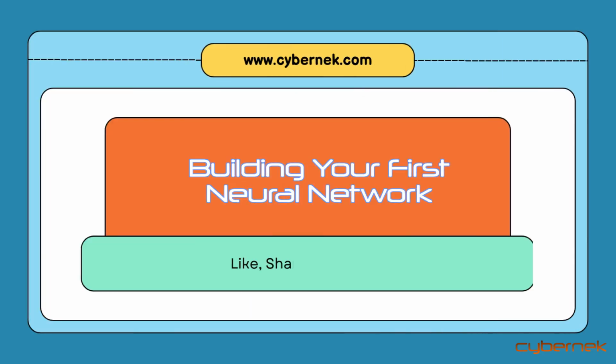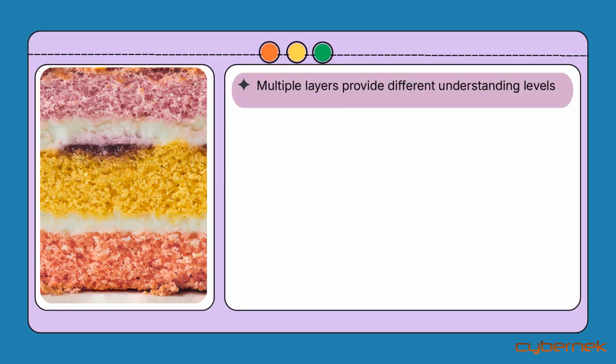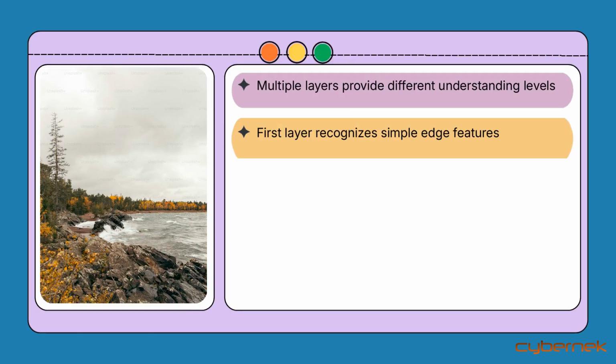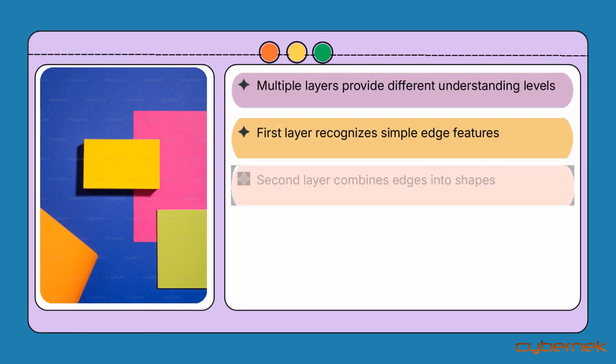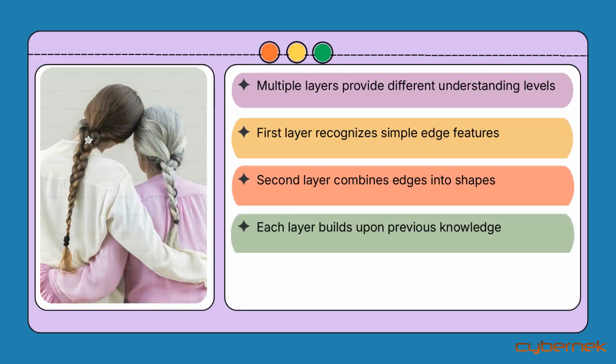Building your first neural network. Here comes the exciting part. We're going to build a neural network with multiple layers. Think of each layer as a different level of understanding. The first layer might recognize simple edges. The second layer combines edges to form shapes, and so on.